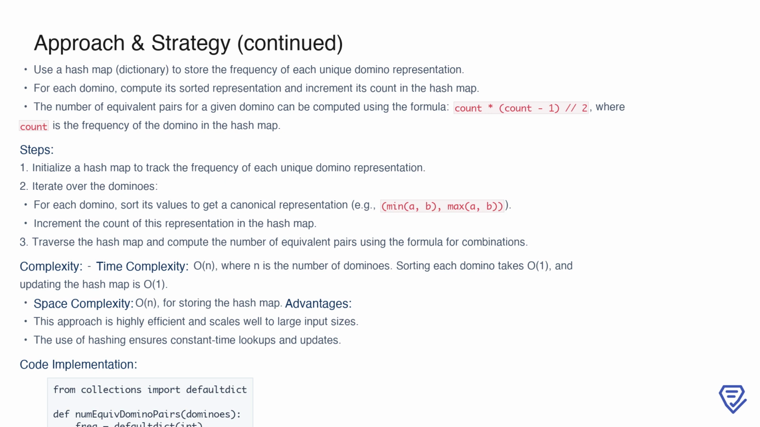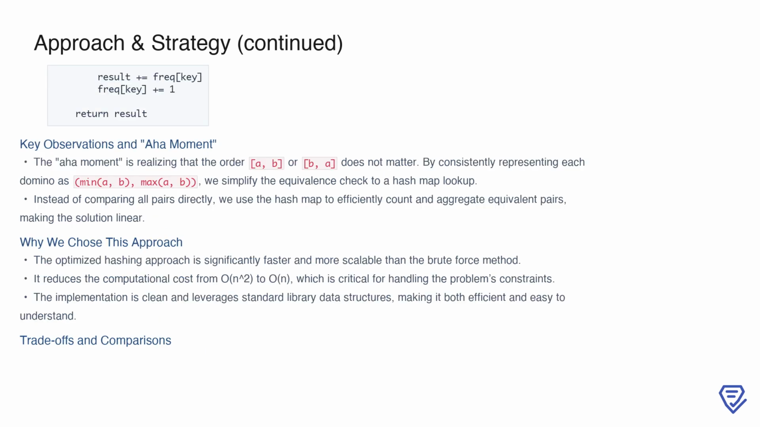This approach ensures that we only traverse the domino list and the hash map once, making it significantly faster. The time complexity is reduced to O(n), as sorting each domino and updating the hash map is constant time, and the space complexity is O(n) to store the hash map. This method is highly efficient and scales well for larger inputs. Here's how the implementation works in code.